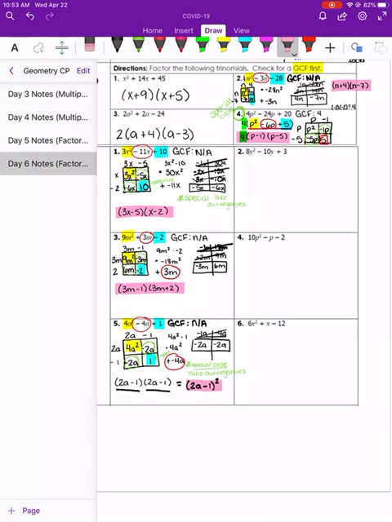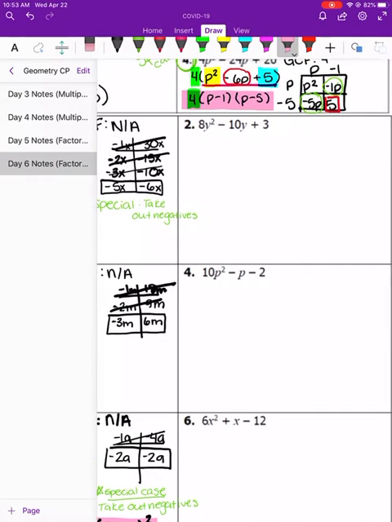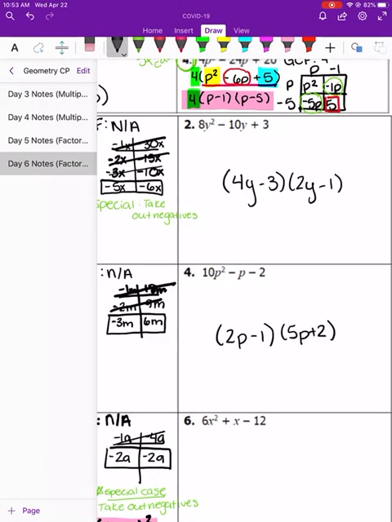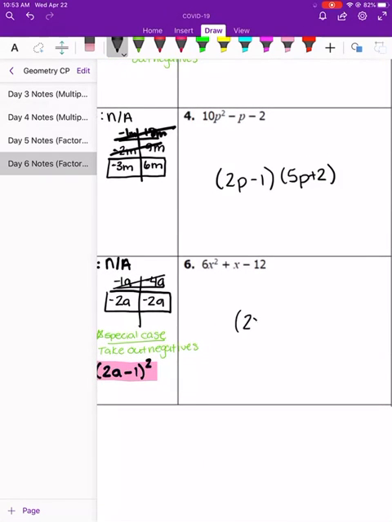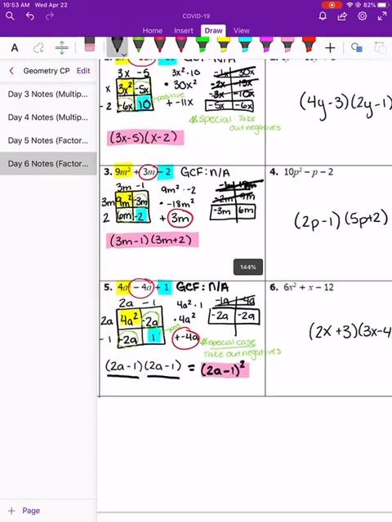Okay. So I want you guys to try 2, 4, and 6 on your own. You guys can pause the video and then come back and check your guys' answers. So for 2, you guys should get 4y minus 3, 2y minus 1. For 4, you should get 2p minus 1, 5p plus 2. And for 6, you should get 2x plus 3, 3x minus 4.